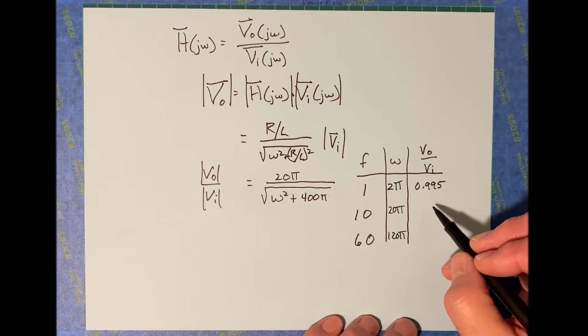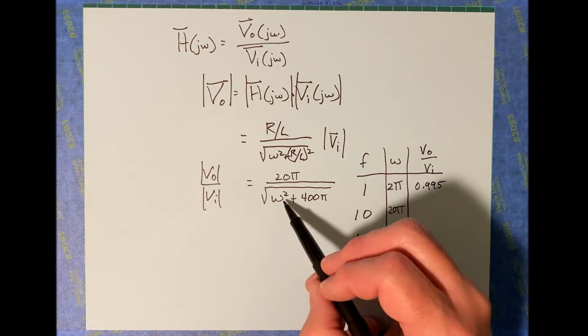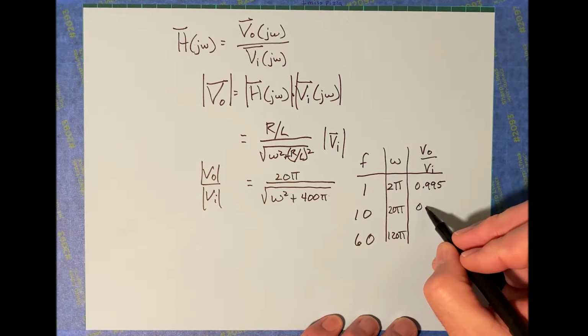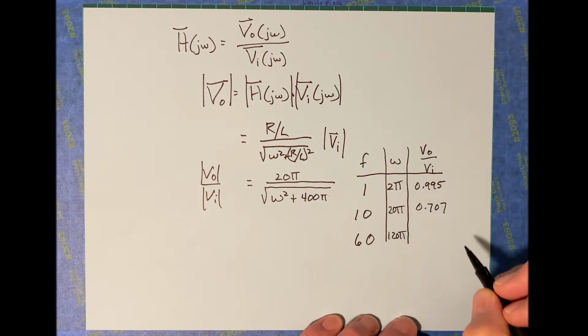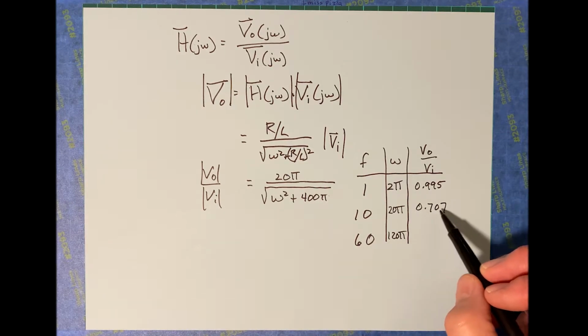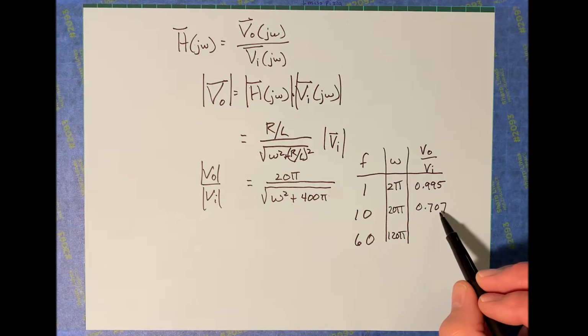At 10 hertz, plug in 20 pi here for omega, and you get out 0.707. And that is exactly what you expected. That represents then the cutoff frequency at 70.7% of the max.